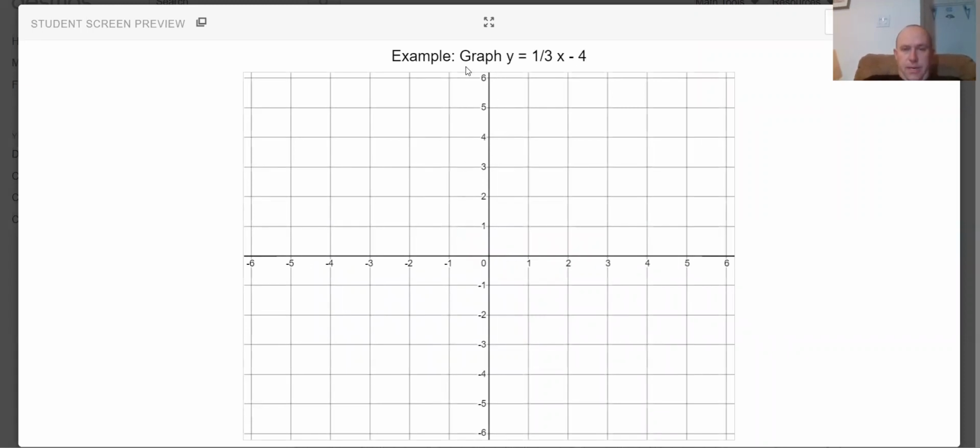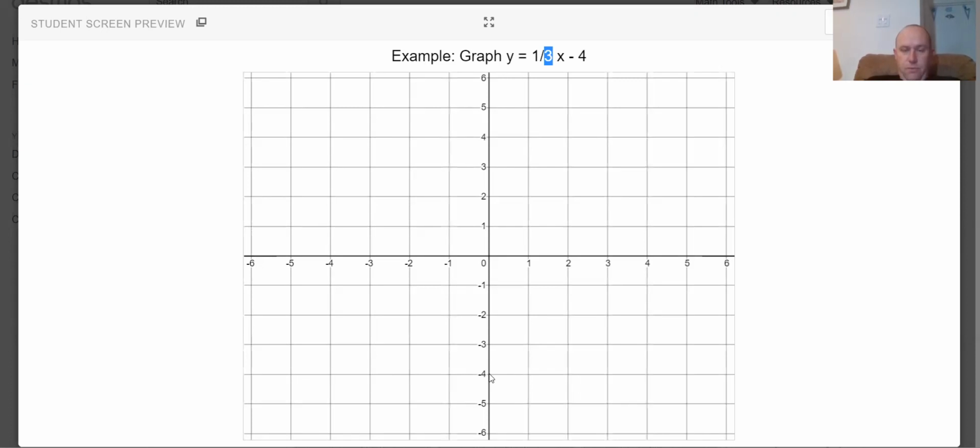Just as a little reminder, when we're graphing equations, like y equals 1/3 x minus 4, the number with the x tells us our slope, and the number without the x tells us our y-intercept, as long as it starts with y equals. So I would start from -4 on the y-axis, which is down here. I would click a point, and then the top number is my rise, and the bottom number is the run. And the run is always to the right.